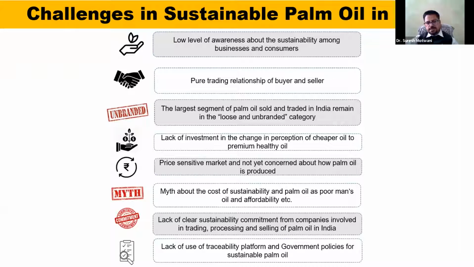Pricing, I already discussed. The health agenda is more important. We need to take care of this agenda, where other edible oils are in the market based on their different characteristics. Palm oil is in the Indian market only as a cheap oil available compared to other edible oils. So this is one of the areas we need to work on. These are the challenges.